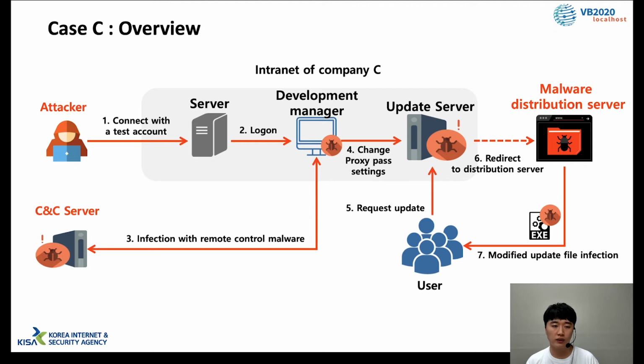We could confirm this attack as suspicious access to an abnormal URL has been identified on a customer PC using this program. The attacker logged into the remote control server with a test account used by company C. Then the attacker could move to an intranet through the remote control server and change the proxy settings of the update server to distribute the malware.